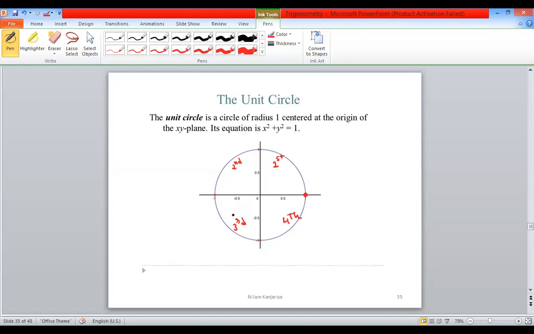Okay, there are the 4 parts of your given circle. This is the first quadrant. Quadrant means ચરણ.